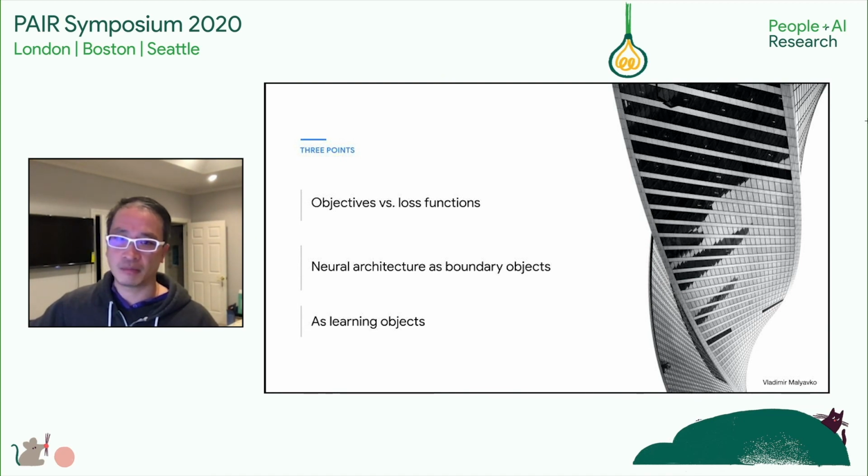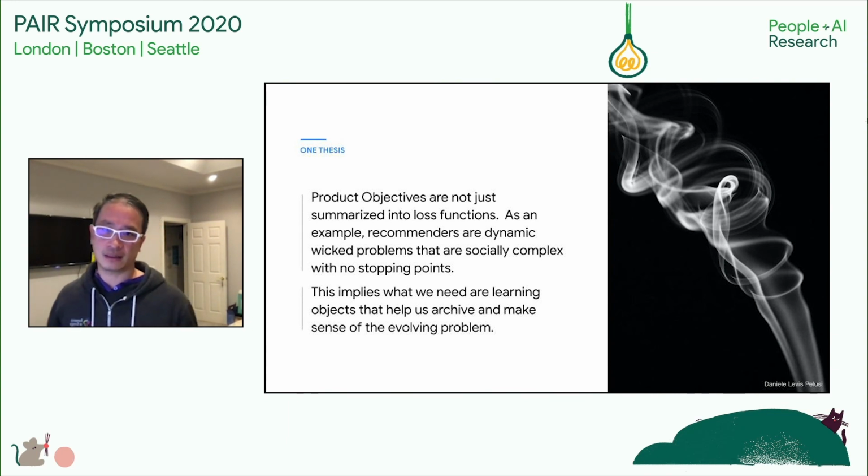So perhaps I can summarize my entire point by a single thesis, which is that product objectives in systems like recommenders and notification systems and classification systems are not just summarized into these single loss functions. As an example, recommenders are actually dynamic wicked problems that are socially complex. And it's very, very difficult for us to say that, okay, we're done with designing these recommenders, because often they're just evolving social environments in which these recommenders live. What this all implies is that what we need are learning objects, such as these neural architecture diagrams, that help us to archive and make sense of the evolving complex problem.